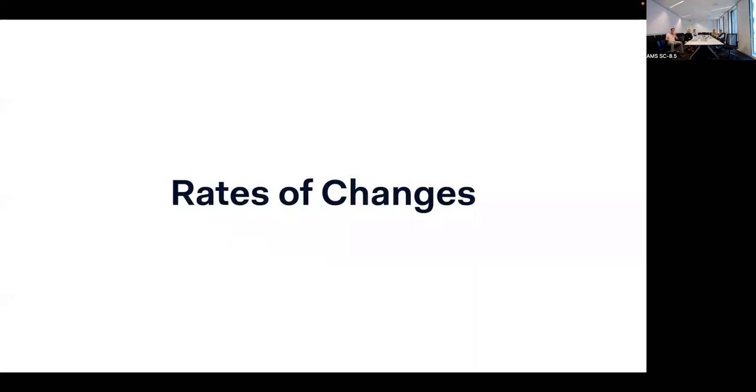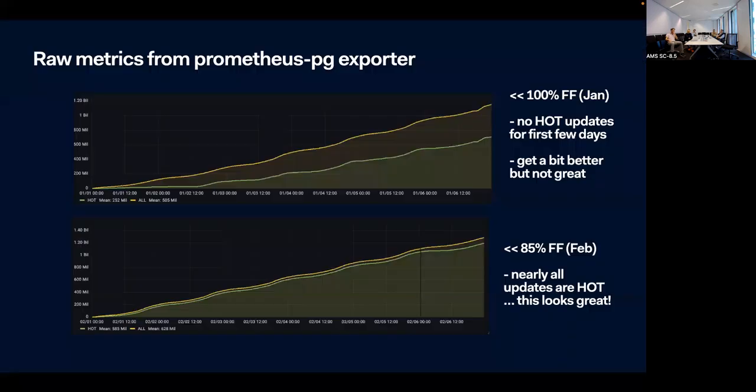So if we have a look at the rates of change, I'll go back to the raw Postgres export, the raw Postgres metrics. Here, this is just the raw metrics from the Prometheus exporter. Originally we were told in the Cybertech blog post to have a look at your total number of updates and how many of them are hot. You can see in January, the total number of updates goes up to, was it 1 million? It's 1 billion.